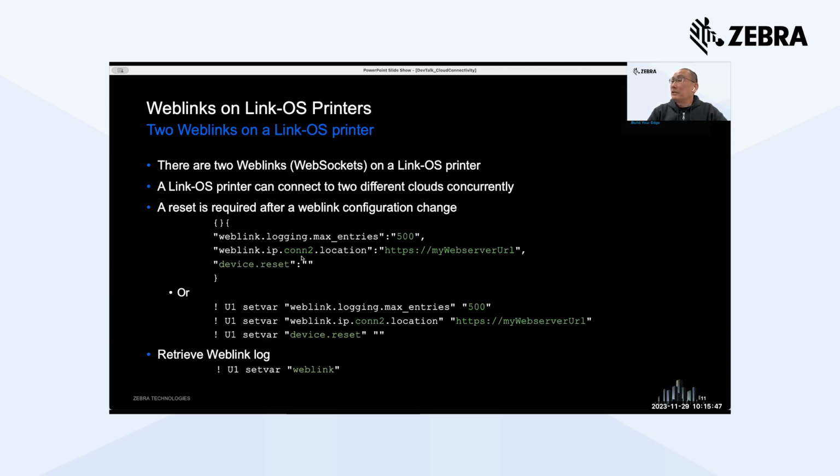And from here, you see we have a connection CON2. We also have a CON1. So on each Link-OS printer, we have two WebSocket connections, or WebLink connections. You can configure either one of them, or you can use both to connect to two different clouds. So in this example, we use the connection to connect to your web server. If you prefer to use connection 1, you can change this to CON1.